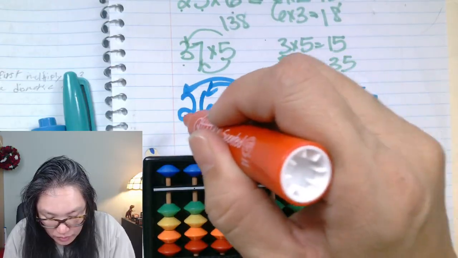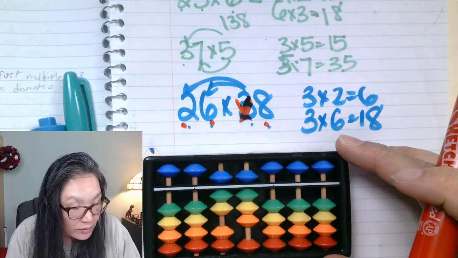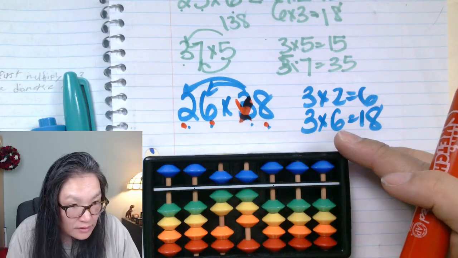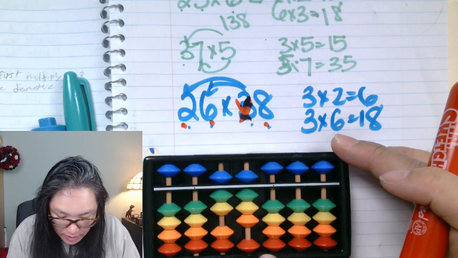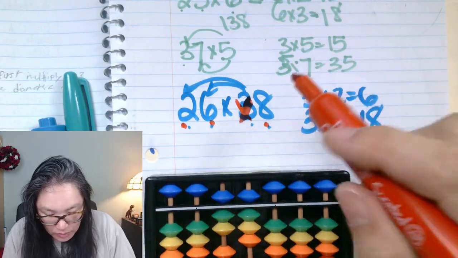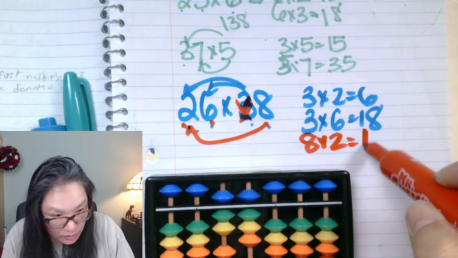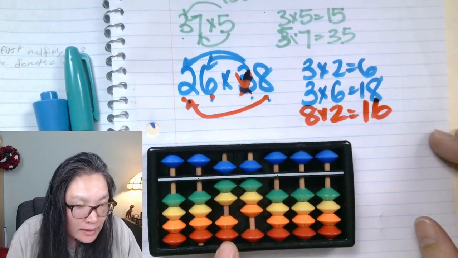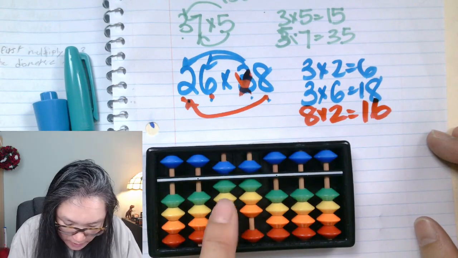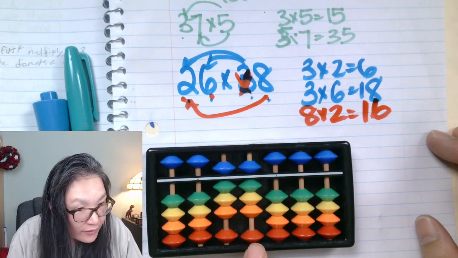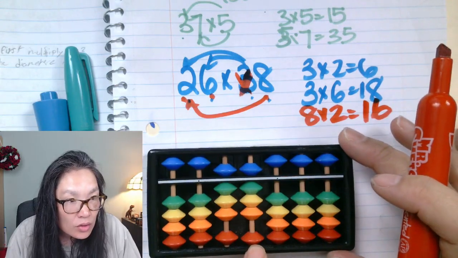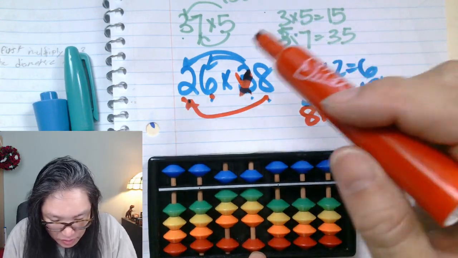1, 2, 3. Now 3 digits. So what we are going to do is 8 times 2 is equal to 16. Add the 1, add the 6. Do I have enough beads to add the 6? No, we don't have enough beads to add the 6. So what are we going to do?